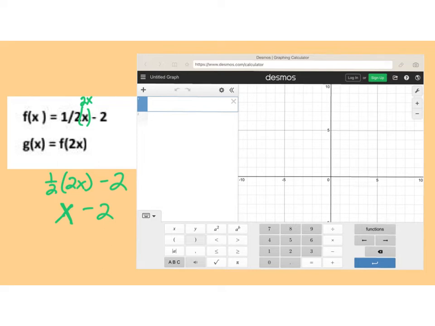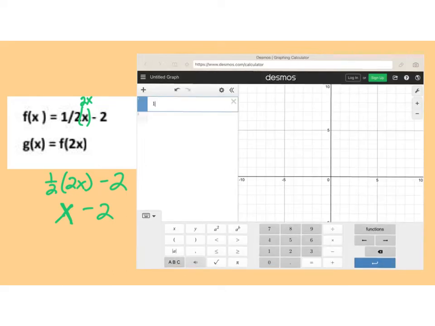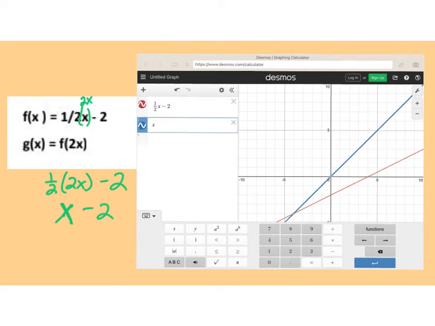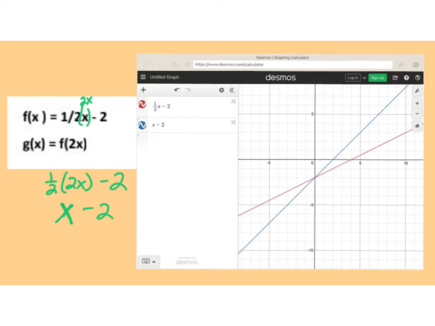So let's see. I'm going to graph 1/2 x minus 2. There's our first line. Now I'm going to graph the second, which would be just x minus 2. In this case, this is a horizontal change, okay? Because of the parentheses, that makes it opposite. I know it's very tricky, but because whatever we substituted was in parentheses, this makes it a horizontal change.